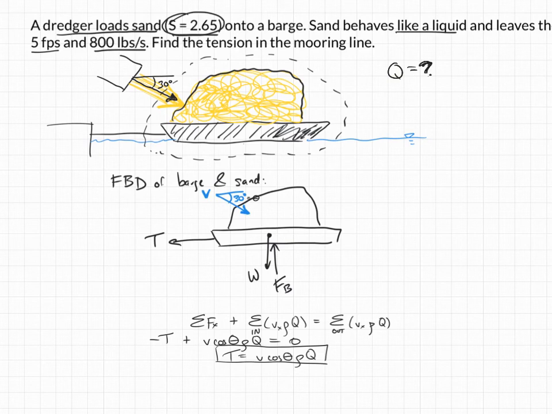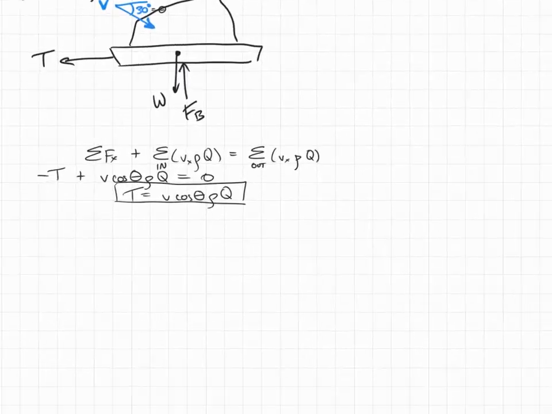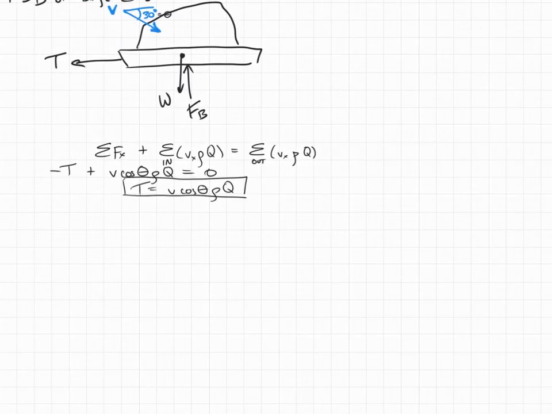This is the problem here. We've got this thing right here, and this is really a painful thing to look at. Pounds per second. So this is going to be awful. We don't have Q. So what I want to do is look at this thing, 800 pounds per second.